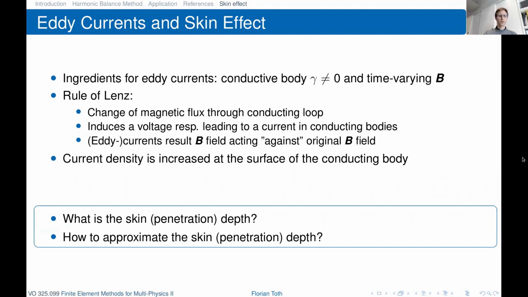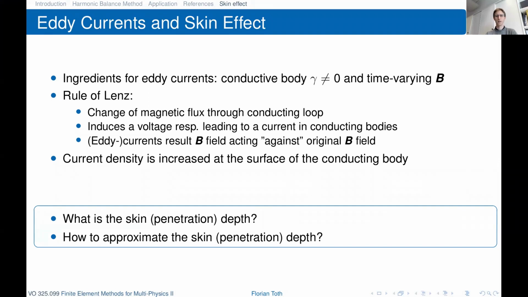Of course, when we solve the eddy current problem, we need to be aware of eddy currents and the skin effect. This is already important in the design stage of the model, since the skin or penetration depth have to be appropriately resolved by the finite element mesh. So what are the ingredients for the eddy currents?